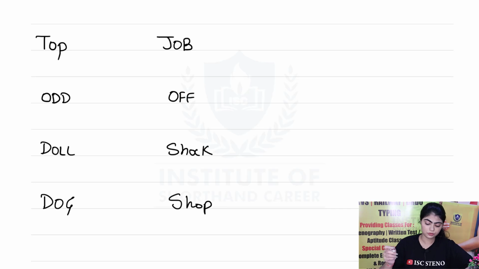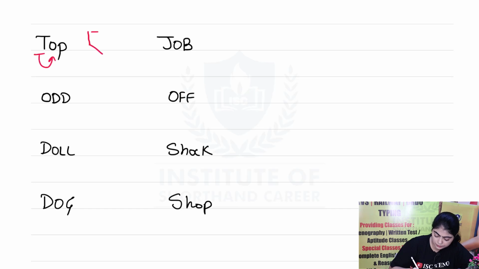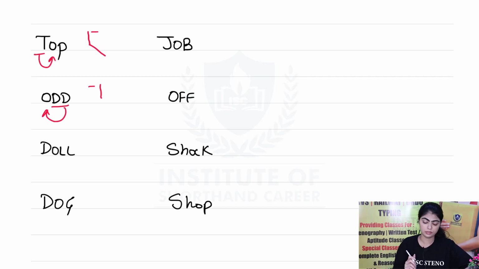Okay, let us see. The first word is top. So T, make a light dash over here on the first place because this is after T, and P. This is top. Next is odd. Before D, O sound is coming. So make a D, O and D. Odd. Next word is doll. After D, O sound is coming. And L, so make a D and L. After D, place it over here, a light dash, doll.